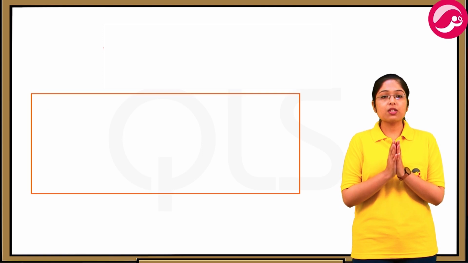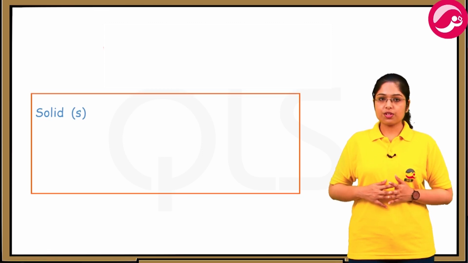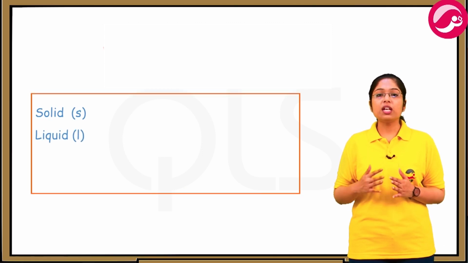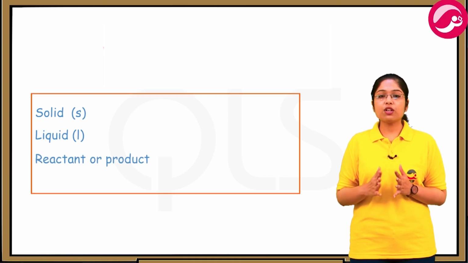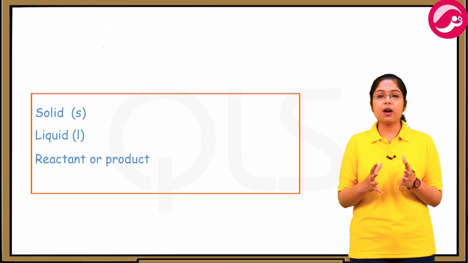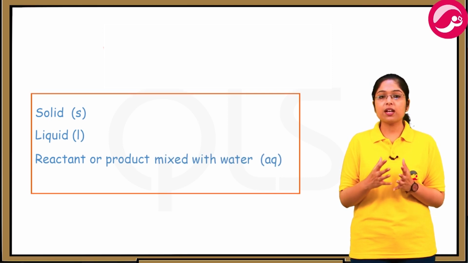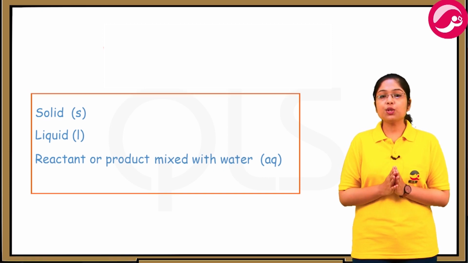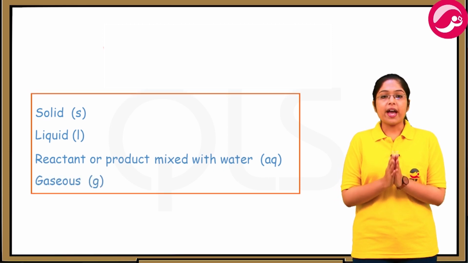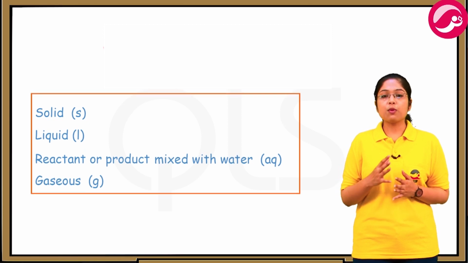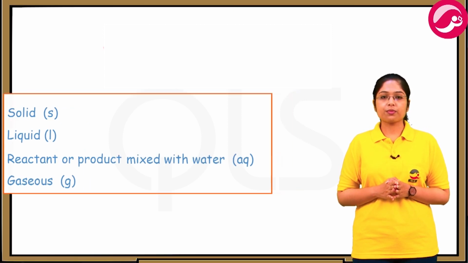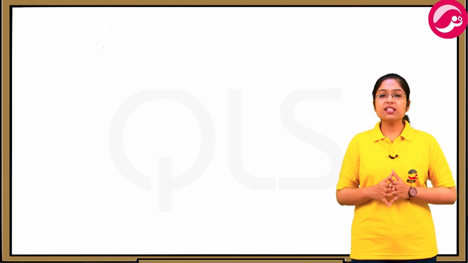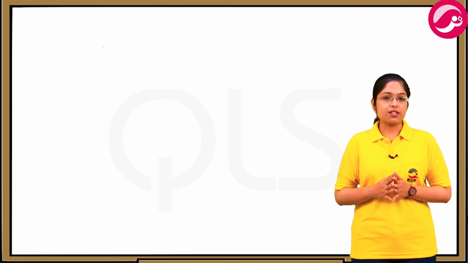So, for any reactant or product participating in a solid state, small s is used. For a liquid participant, small l is used. For a reactant or product participating after being mixed with water, जब भी कोई भी compound है वो water में mixed state में अगर use हो रहा है, participate कर रहा है, then suffix aq is used. And for a gaseous participant, small g is used. Now, let's add these notations in the equation we just balanced.